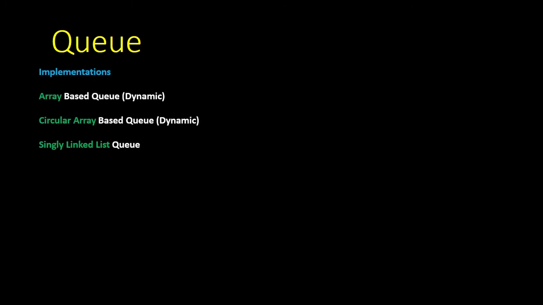Okay, so there are various implementations for a queue. They are the array-based queue, which is a dynamic one, so it can expand its size when the array is full. So we also have a circular array-based queue, which is also dynamic, and a singly linked list queue. So it's a linked list queue.